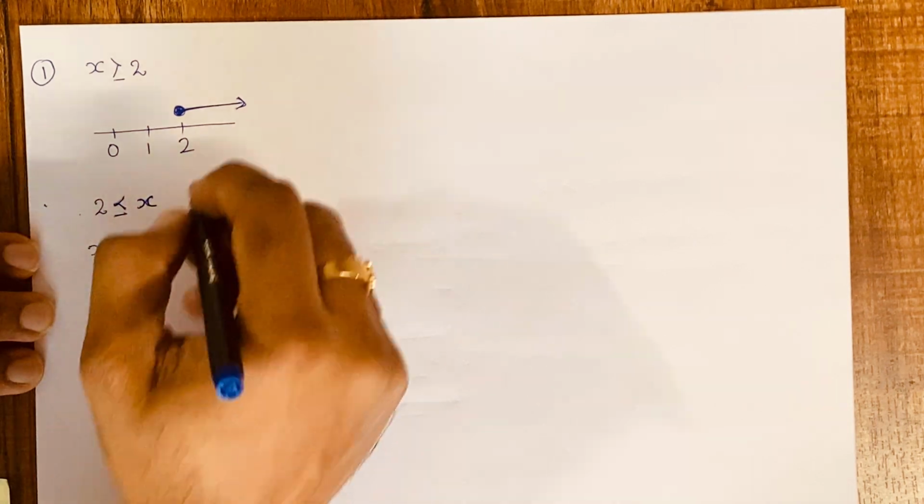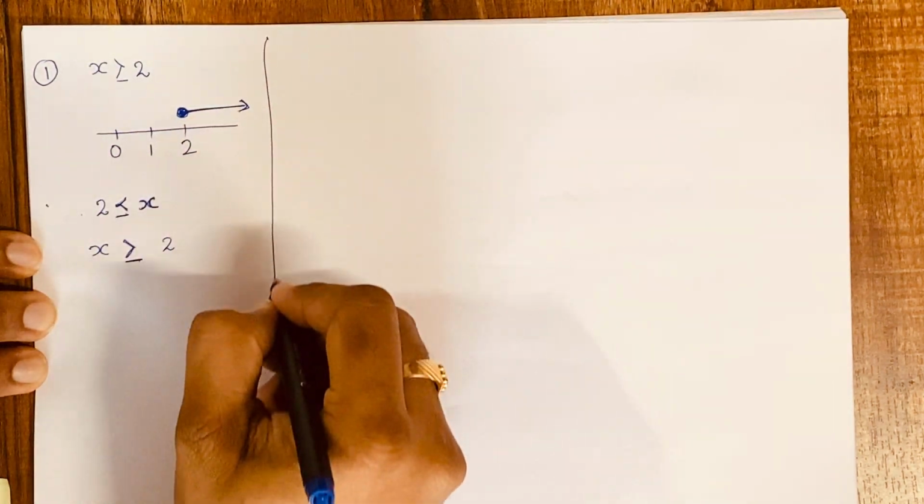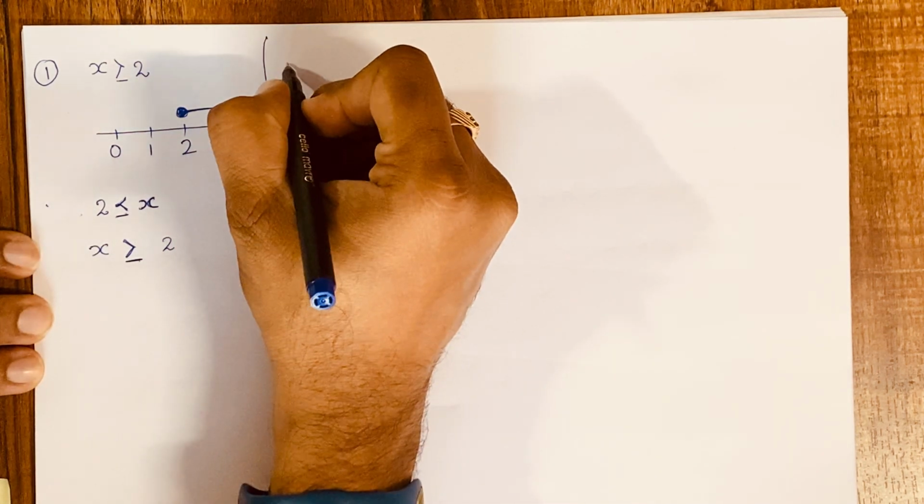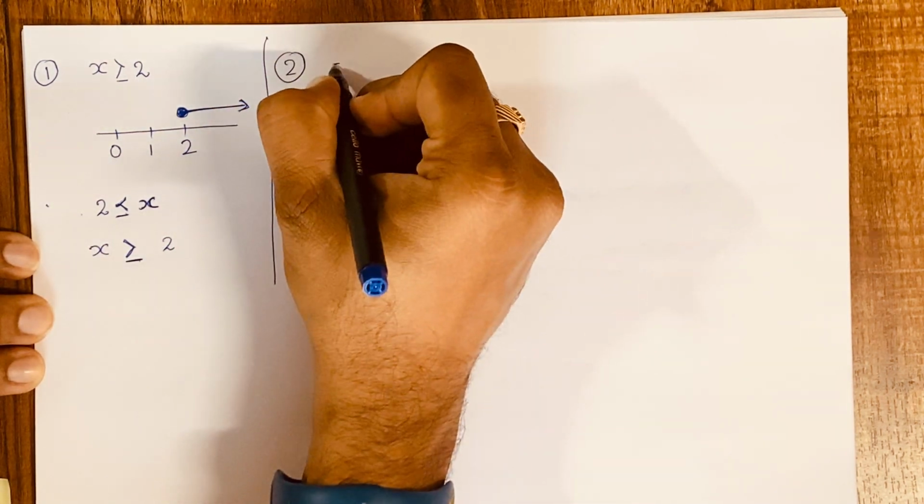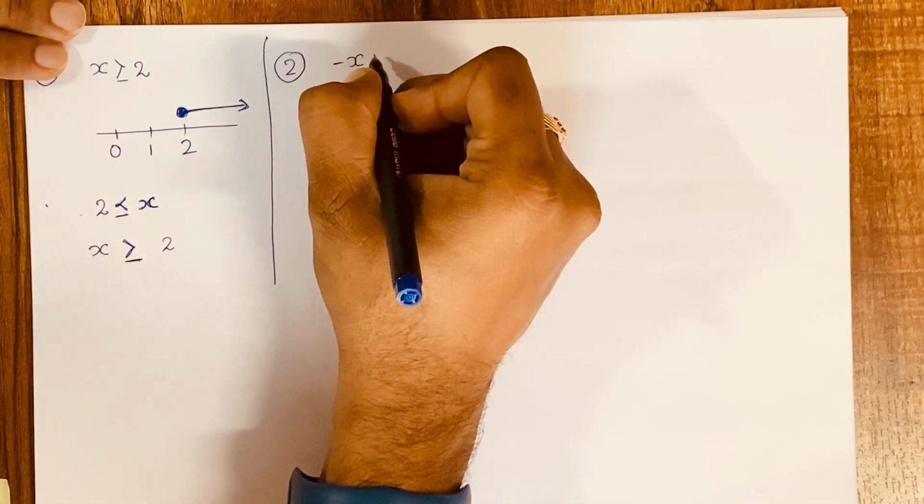There is one more way in which we can change the symbol. I'll show you with an example. If I say minus x is greater than 2.